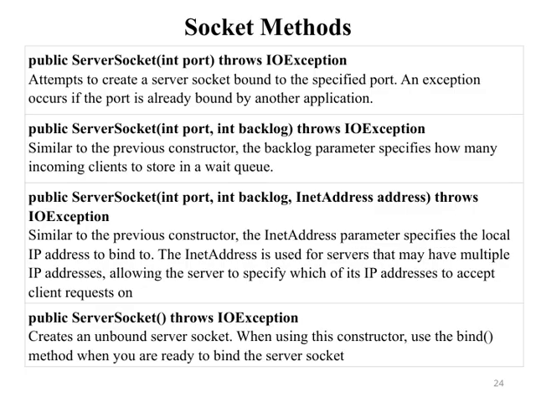Let's take a closer look at the different ways to create a server socket in Java. The first constructor attempts to create a server socket bound directly to a specified port. If that port is already in use by another application, an I/O exception will be thrown, so it's important to handle that possibility. Moving on, the second constructor adds a backlog parameter.